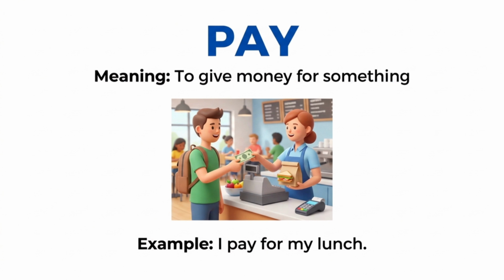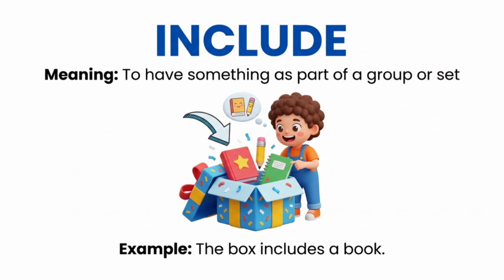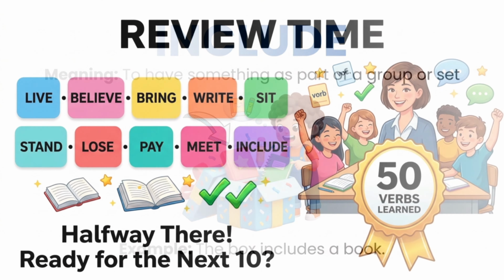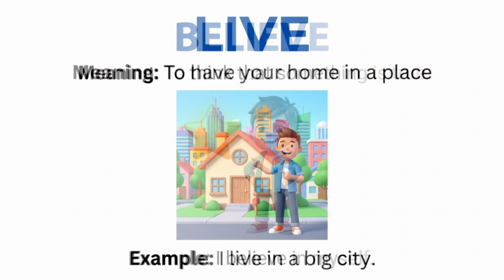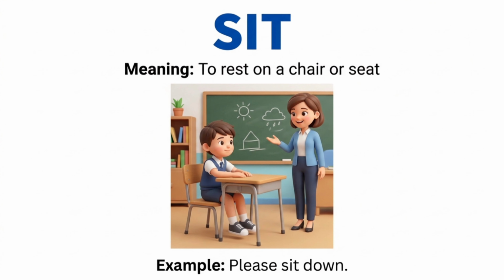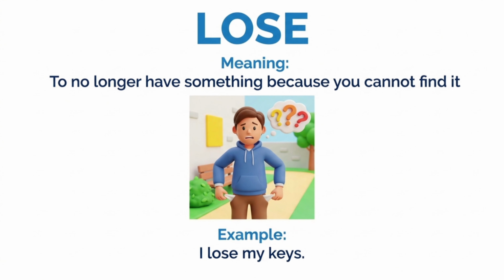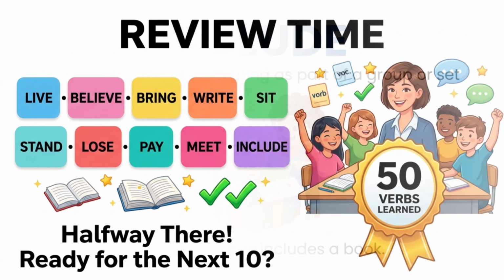Pay. I pay for my lunch. Meet. I meet a new friend. Include. The box includes a book. Now let's say the verbs one more time. Live. Believe. Bring. Write. Sit. Stand. Lose. Pay. Meet. Include.